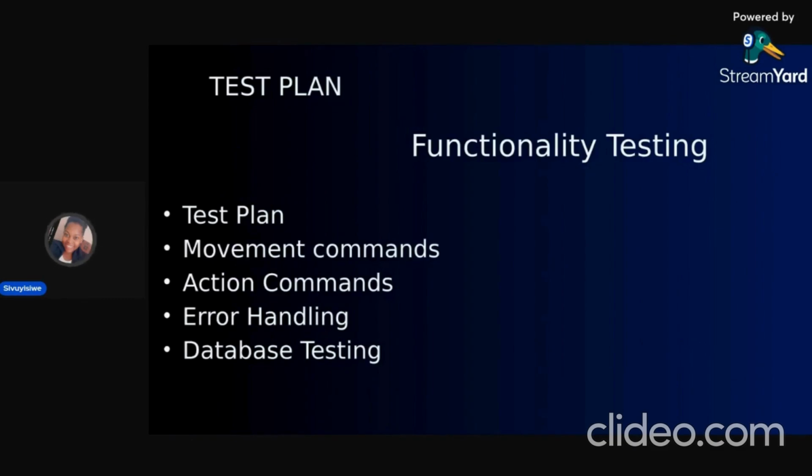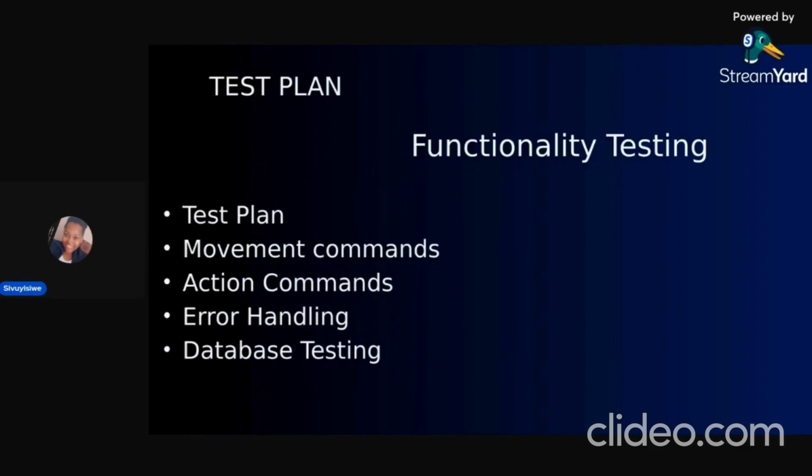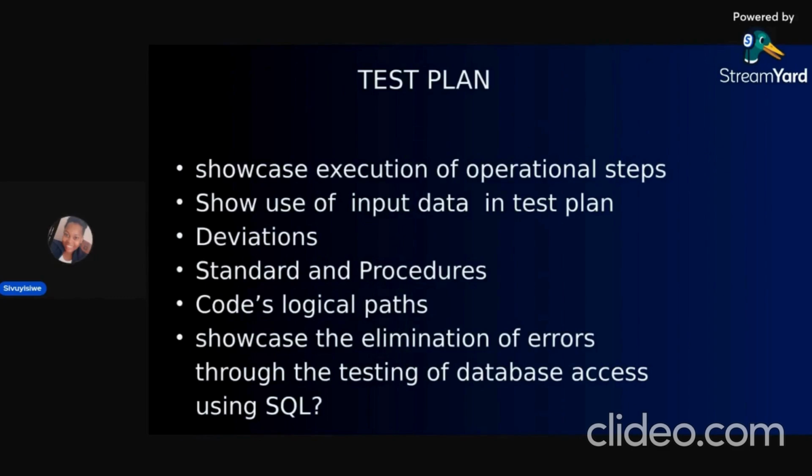The test plan focused on testing for functionality, meaning we tested for movement commands that include moving forward, backward, and turning of the robot; the action commands, which are fire, reload, and quit; and error handling, which handles the error messages and provides us with feedback. We tested the database also to see if we are able to launch the world and obstacles into the database. And those are the objectives of our testing plan.